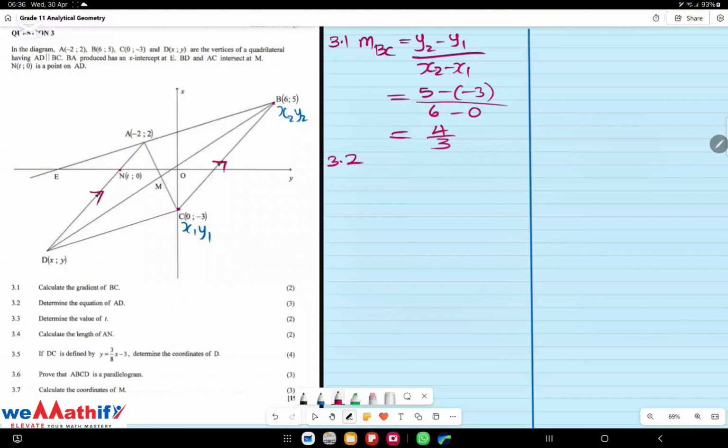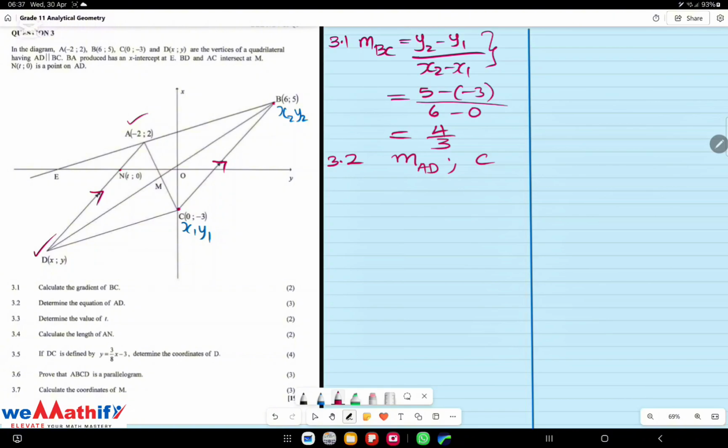Determine the equation of AD. Right, so to get the equation, I know I need to find m, the gradient of AD. I also need to find the y-intercept. Now, taking stock of what I have: the coordinates of A, but I don't have the coordinates of D, which means I cannot use this gradient formula. So I have to think of another way of finding the gradient. There are at least 4 different ways to determine the gradient of a straight line.